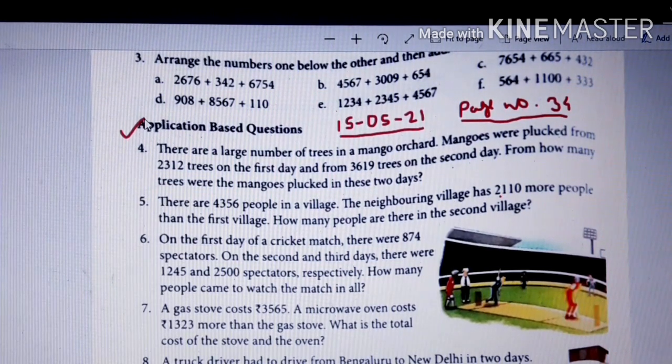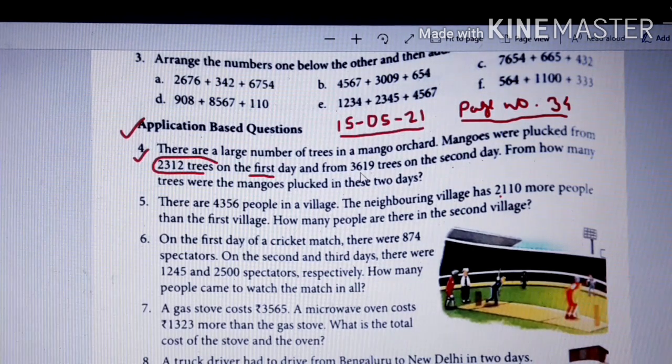So as I told you, children, altogether, in all, more than, these types of words you will get in these application based questions. So let's start with our first question, number 4. There are large number of trees in a mango orchard. Mangoes were plucked from 2312 trees on the first day. So children, orchard means many mango trees were there. Okay. So on the first day, mangoes were plucked from how many trees? From 2312 trees. And from 3619 trees on the second day.